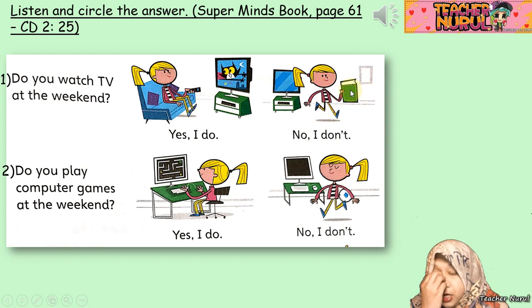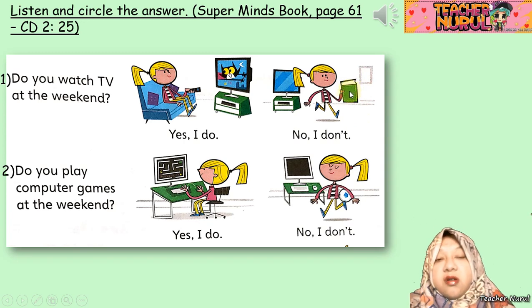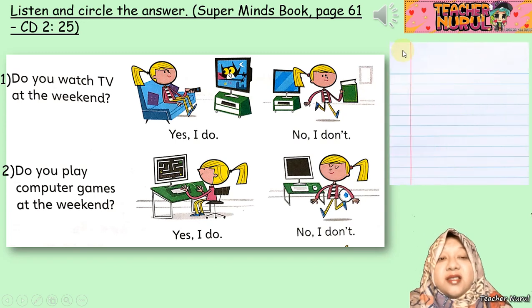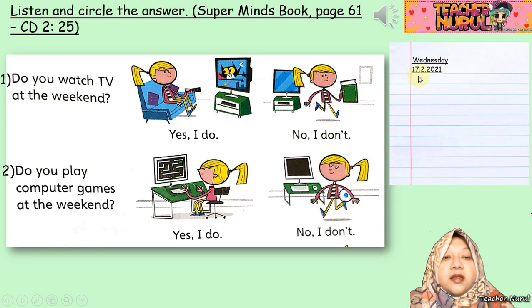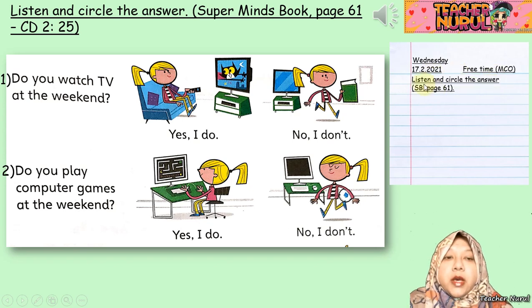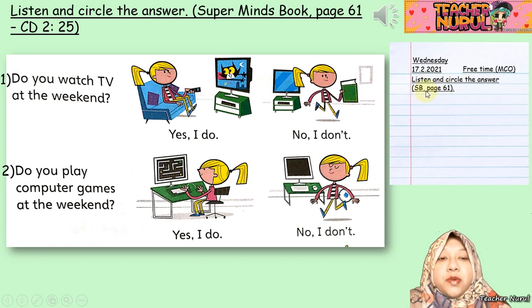But I know it's very difficult for you to draw or print out the handout. What you can do is take out your exercise book. You write down the day, Wednesday, 17 of February 2021, and then you write down free time MCO, and you write down the list and circle the answer. SB means Student's Book, page 61. And then you just write down number 1 and number 2. You just write down the answer.